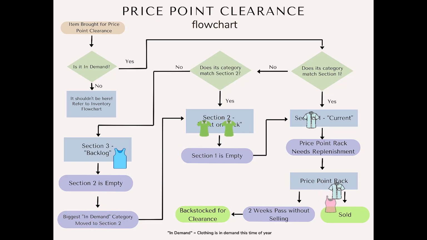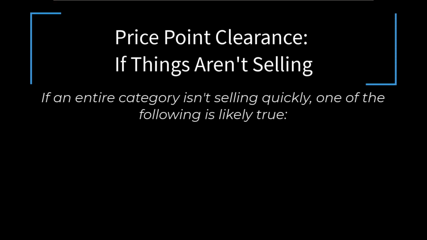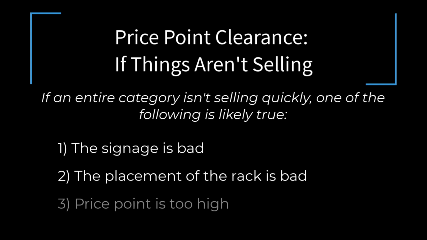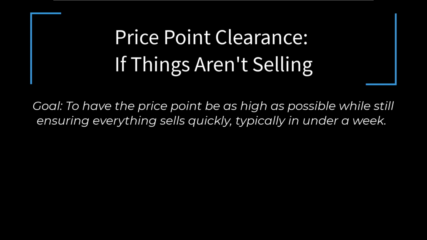Once something is put on the price point rack, it should sell very quickly. If an entire category of stuff is not selling very quickly, then it probably means either the signage is bad, the placement of the rack is bad, or our price point is too high. If an entire category is not moving, those 3 things should be fixed, and eventually it'll sell. As an extreme example, if we said everything was free, it would fly off. So we can always keep lowering the price point. The goal is to have the price point be as high as possible, but we want this stuff to move. We don't want to hang on to it longer than we need to. Ideally, everything will just sell.